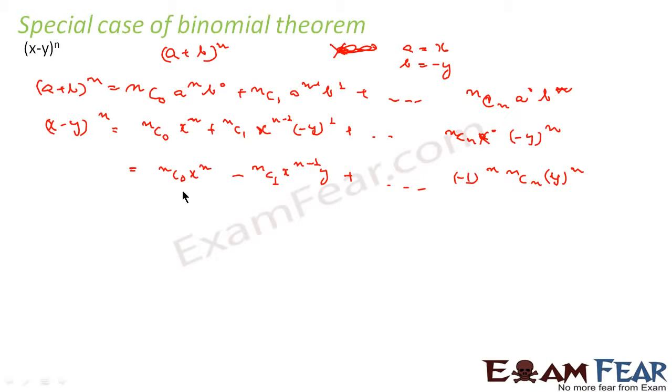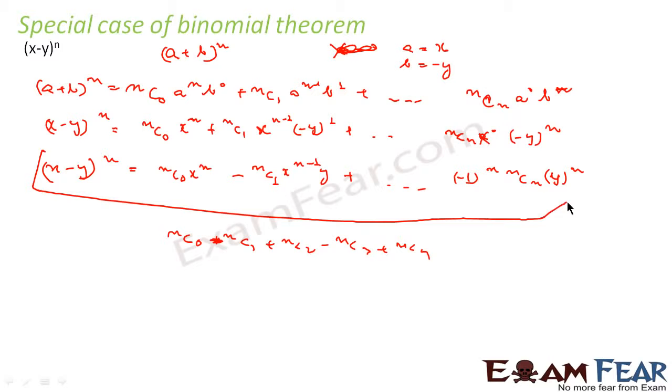So if you notice, the difference here is you get alternating minus and plus. This is nC0 x to the power n, minus nC1, plus nC2, minus nC3. So there is an alternate pattern. The coefficients become nC0, minus nC1, plus nC2, minus nC3, plus nC4. This is the pattern you get in x minus y to the power n. The only difference here is you have alternating plus and minus.